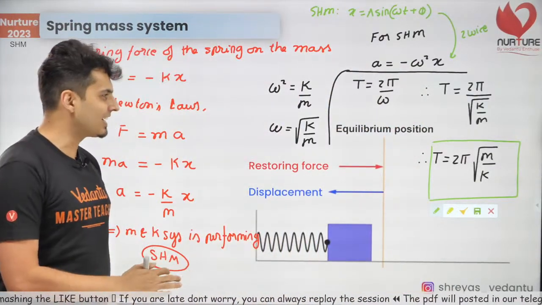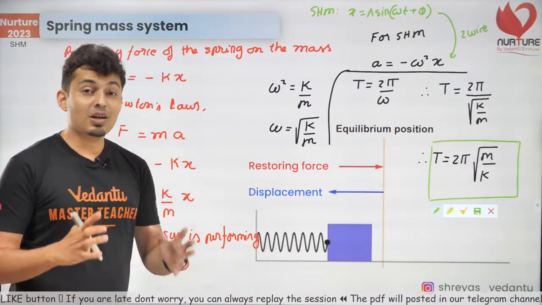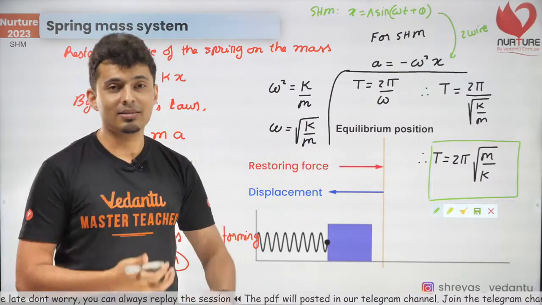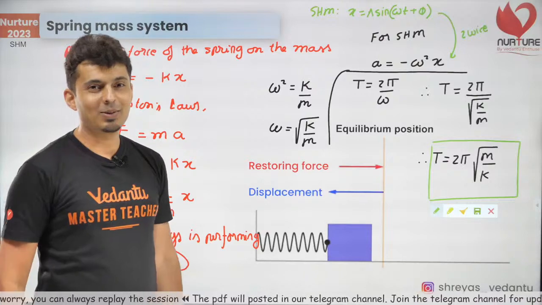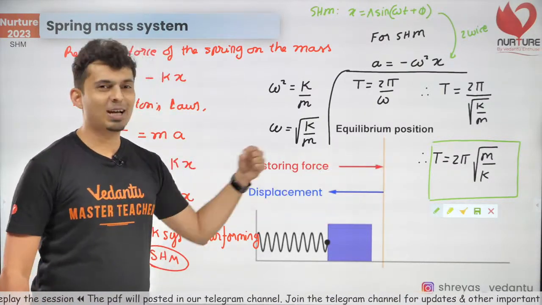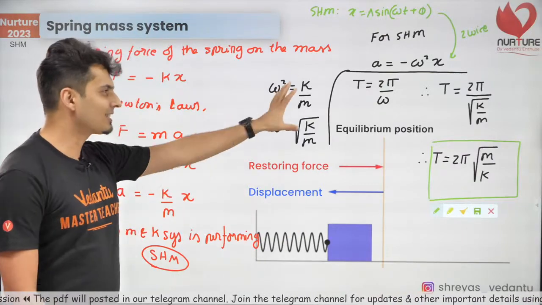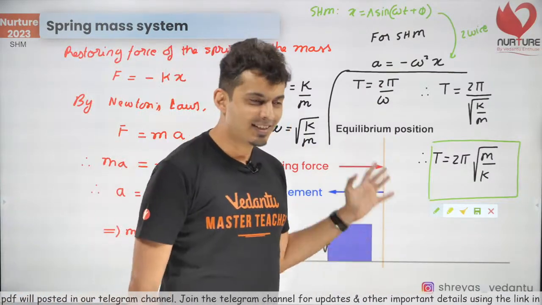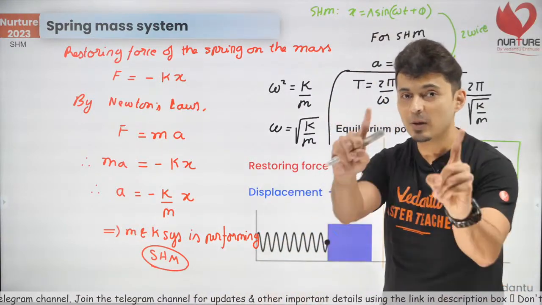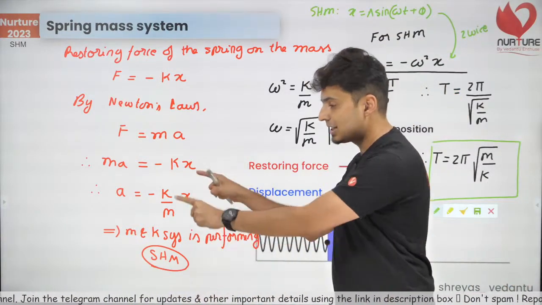So what did I just get? I just got the time period of a spring mass system whose mass is m and spring constant is k. If you tell me the mass and k, I know how much is the time period of oscillation just by reverse calculations. That's it. So that's the time period of a spring mass system, and we also proved that it is SHM.